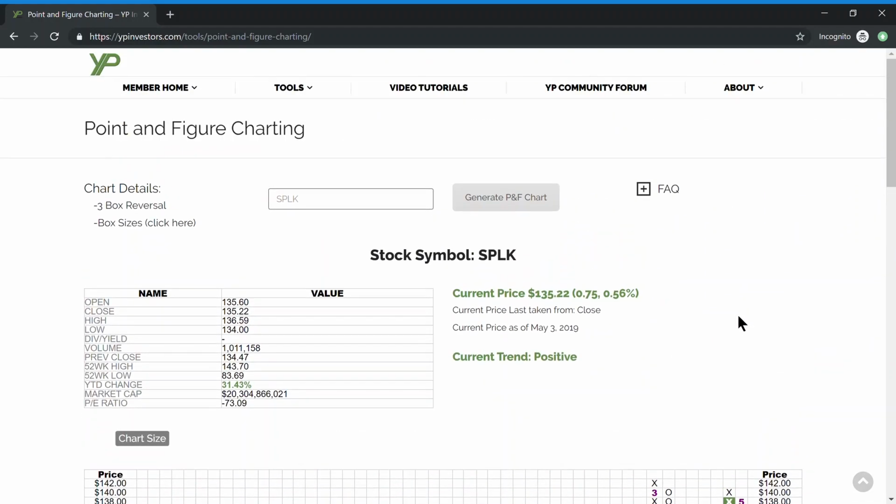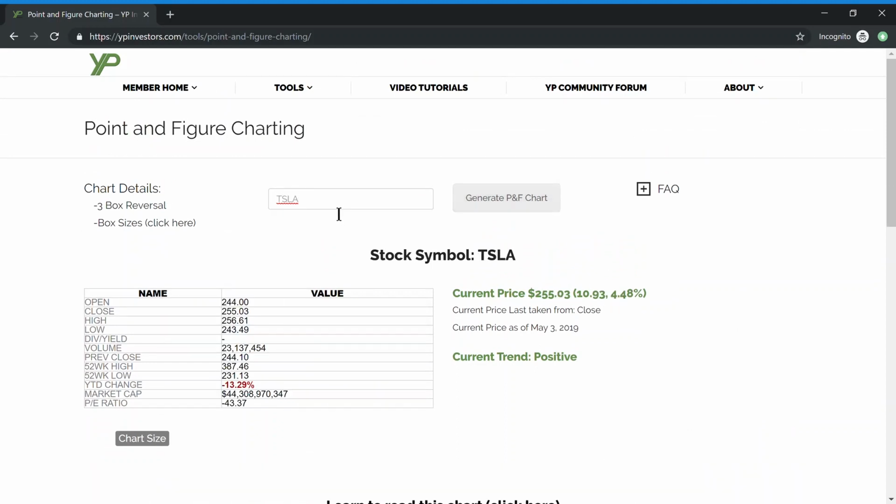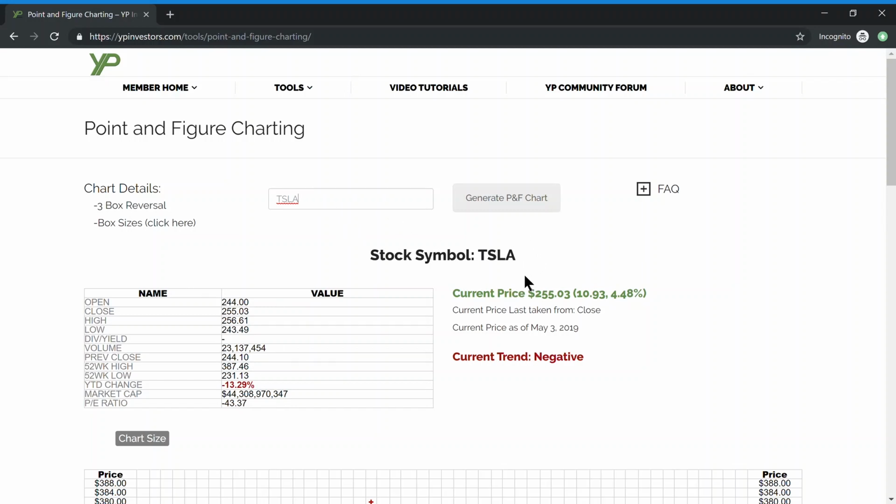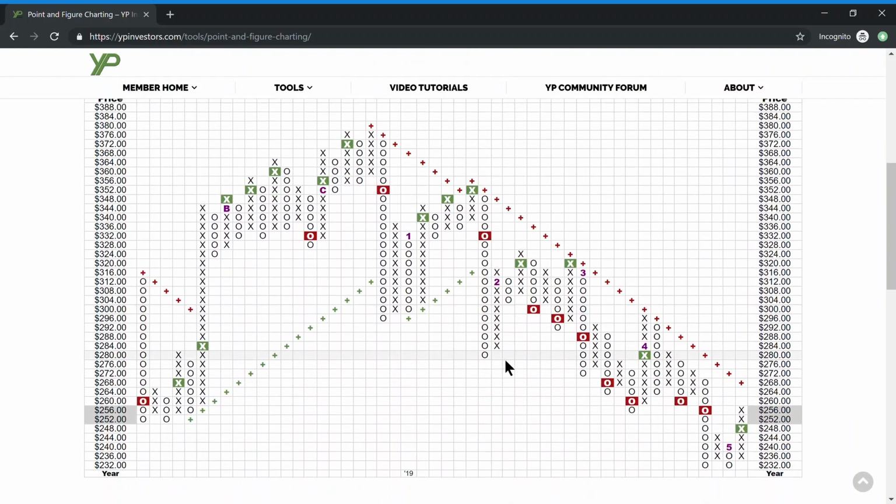So let's check out a negative trend line. Let's type in the stock Tesla, TSLA. And as we can see, our YP Investors point and figure charting tool shows that this trend is negative. So let's look at the chart. And as we can see, for most of 2019, Tesla has been in a negative trend, which means that its stock prices are trending lower and lower the longer it's in this negative trend. So as you can see, you do not want to own stocks that are in a negative trend.